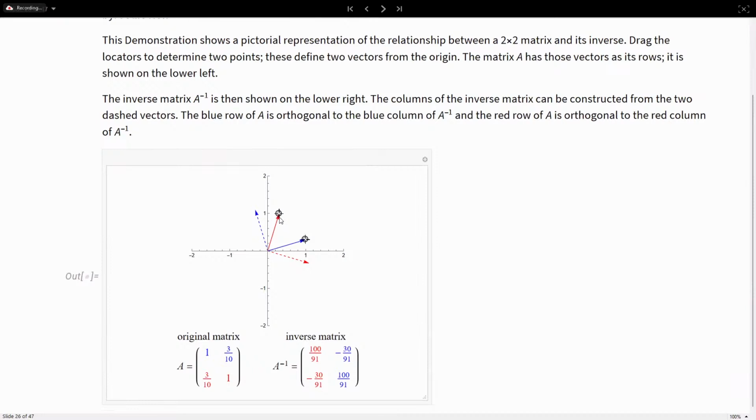And then some graphical representation of matrices. We start with the original matrix here. And then when we get the inverse, we get this one here. And notice that the dashed lines here are perpendicular to the original vectors. So this dashed blue line is perpendicular here, and so on. So that's one property of inverse matrices, the perpendicular property.